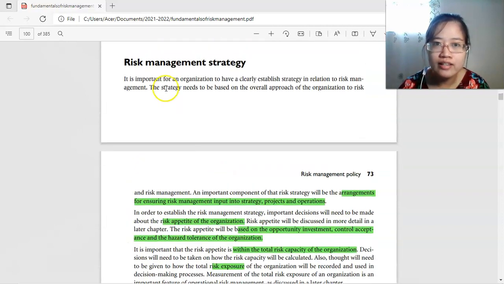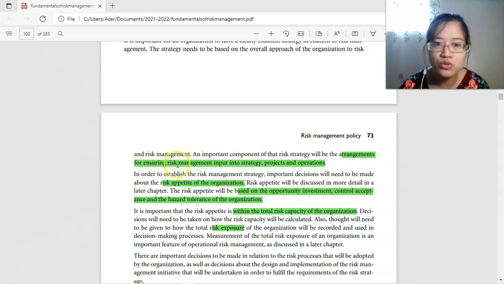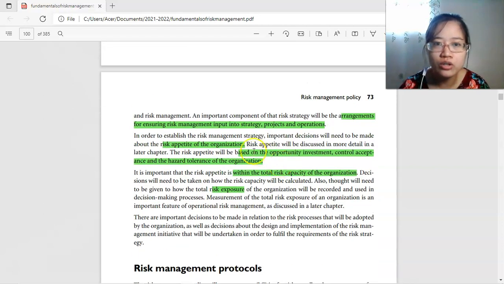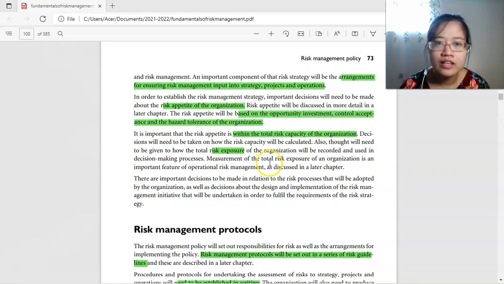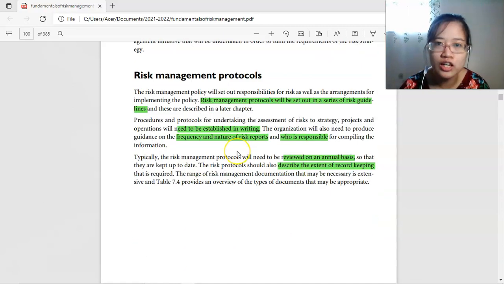Okay? Yung second, risk management strategy, arrangements for ensuring risk management input into strategy projects and operations. Okay? Strategy, this is business-wide projects, in case they're going to enter into new projects, and then you have your operations, current operations ng company. Okay, under nito, kasama din yung risk appetite of the organization, na usually ay nakabase sa opportunity investment, control acceptance, and hazard tolerance of the organization. Okay. Normally, yung risk appetite, yan yung within the total risk capacity of the organization. Okay. That would depend naman on the risk exposure ng company.